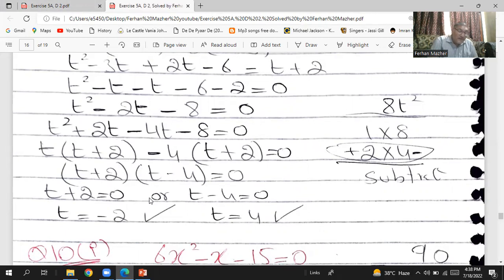So either the first bracket is 0 or the second bracket is 0. So t plus 2 is equal to 0. So t will be equals to -2. And t minus 4 is equals to 0. So t will be equals to +4. So there are two solutions, -2 and 4.